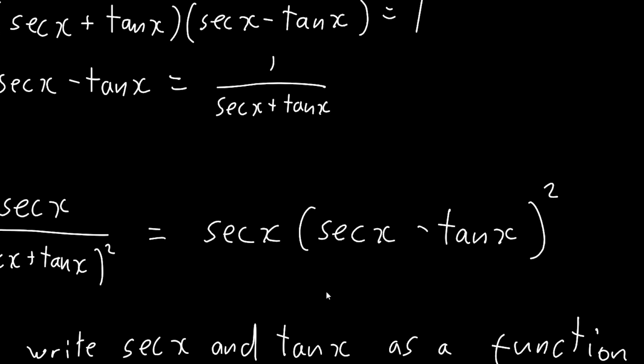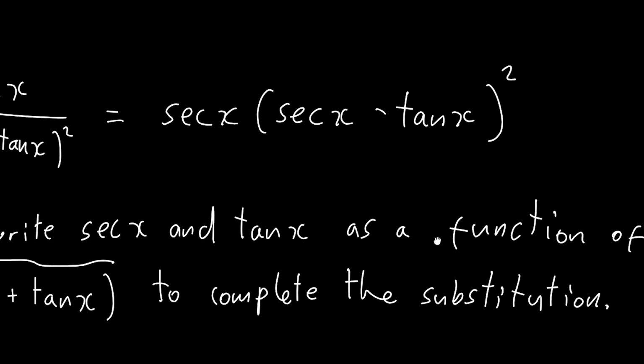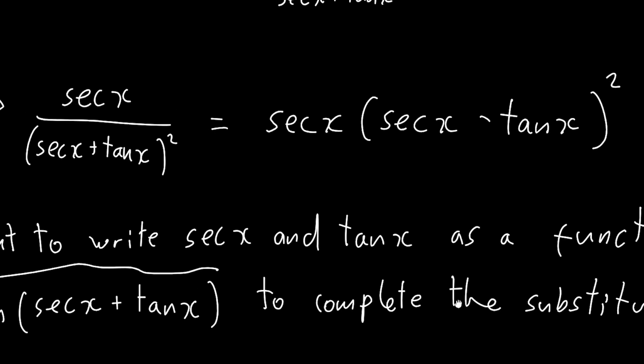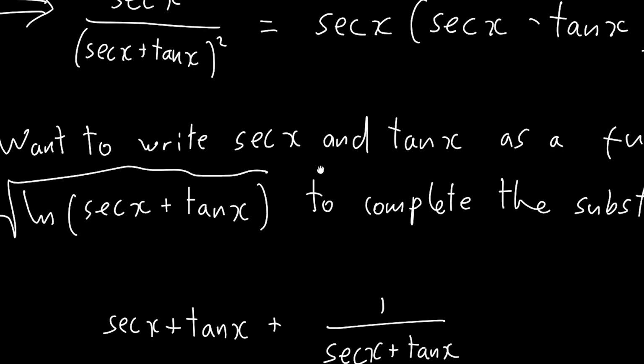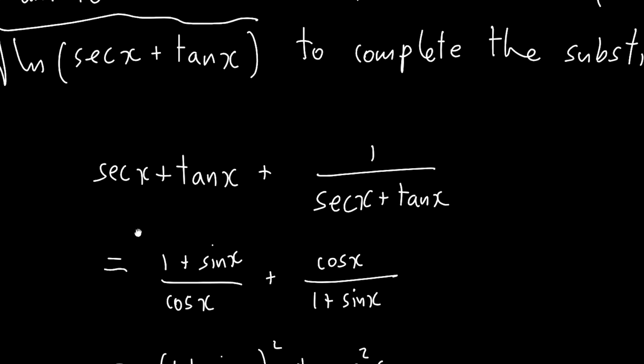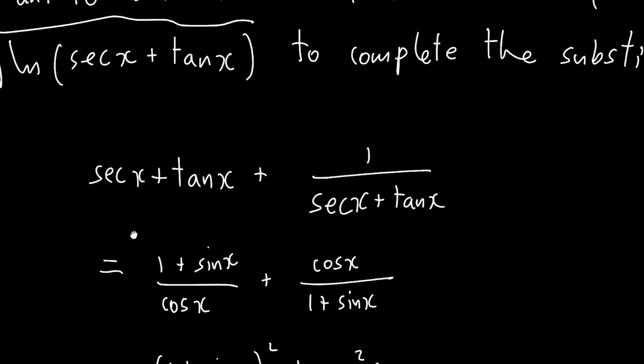So now the goal is we want to write sec x and tan x as a function of square root ln sec x plus tan x to complete the substitution. Now, first thing that we can say is let's consider sec x plus tan x plus 1 over sec x plus tan x. We write this as 1 plus sin x over cos x plus cos x over 1 plus sin x.